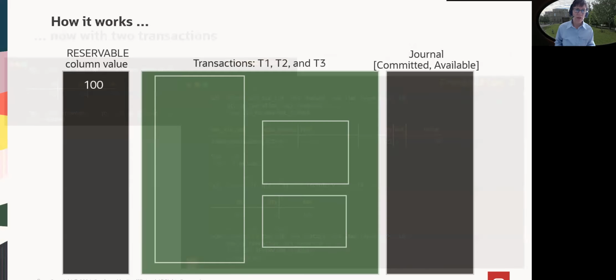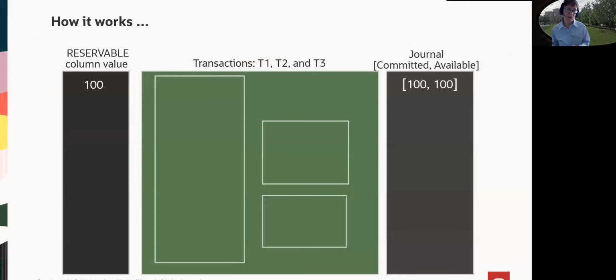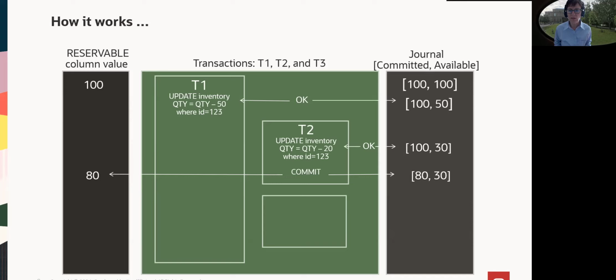How does it work now? What is behind it? Let's do an example with three transactions and check out the reservable column and, of course, what is in the journal, the committed and the available value. Let's assume, again, we start with 100. We update the inventory table. We are saying minus 50. What will happen? There's no commit. That means still in the reservable column, we will see the 100. The committed value is 100. The available is 50.